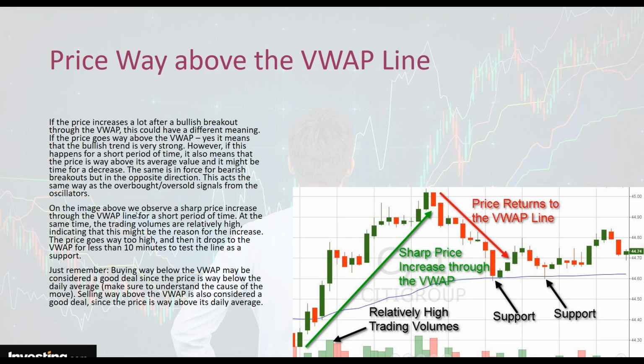On the average above, we observe a sharp price rise through the VWAP. So we can see this right here on my little chart. So we have a price trend moving up. We have our VWAP average coming right here. Now what we got was a sharp rise in price and then a retreat. And where did price retreat? It retreated right back down to your VWAP support line.